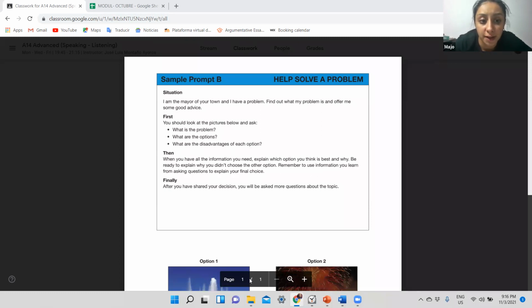First, you should look at the pictures below and ask, what is the problem? What are options? What are disadvantages of each option? Then, when you have all the information you need, explain which option you think is best and why. Be ready to explain why you didn't choose the other option. Remember to use information you learned from asking questions to explain your final choice. And finally, after you have shared your decision, you will be asked more questions about the topic.